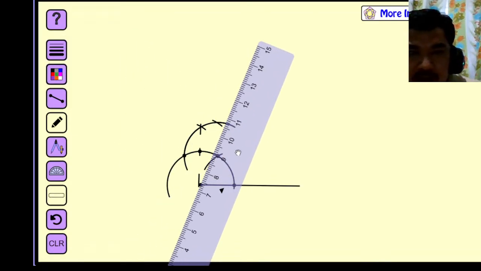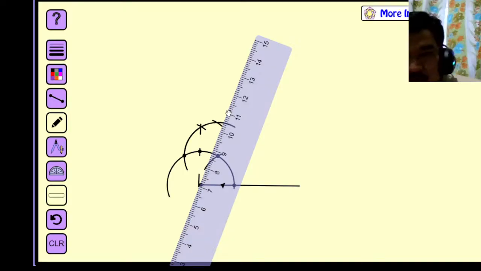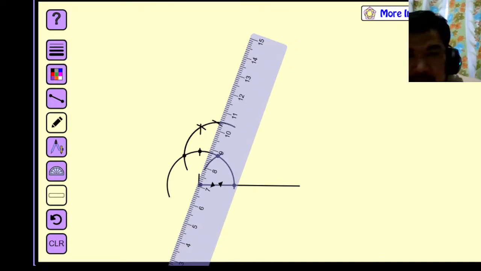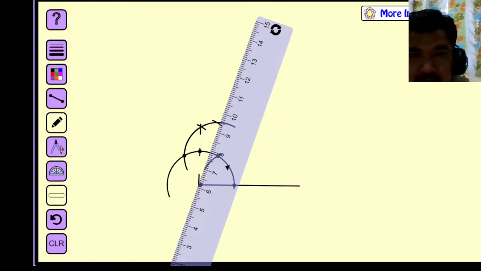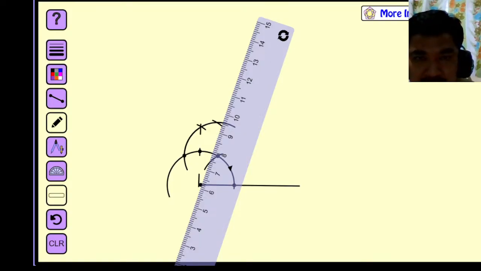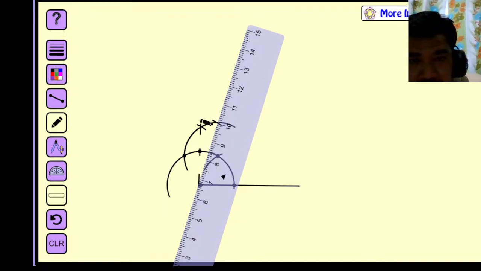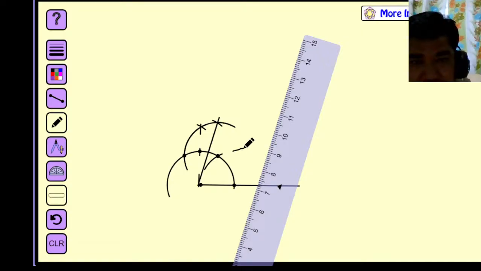From this point, okay, move this side, right, like this, join like this. Okay, join like this, and join it with the help of ruler and pencil till there down. Okay, this angle is known as 75 degree, right? Okay, this is known as 75 degree. Okay, I'll be back.